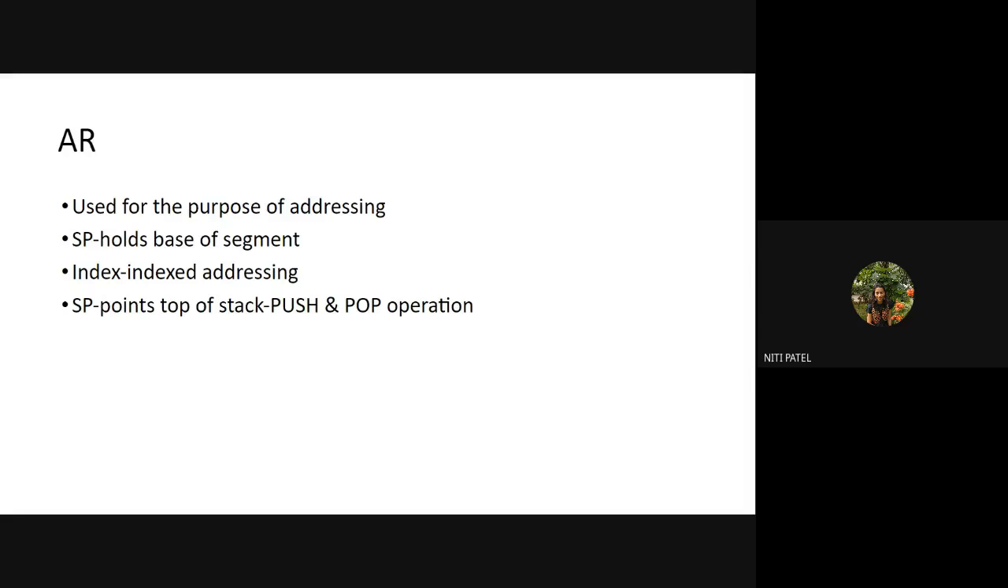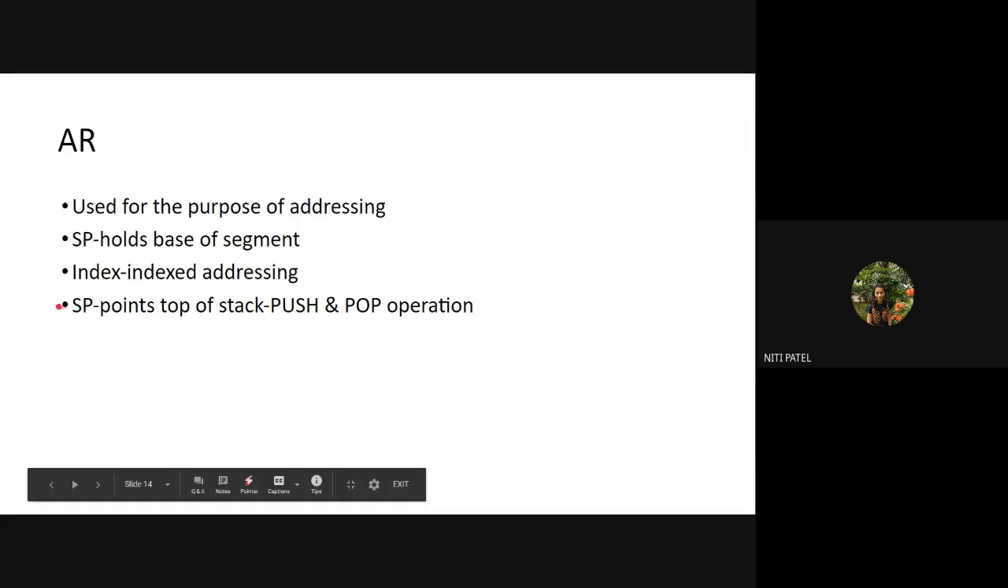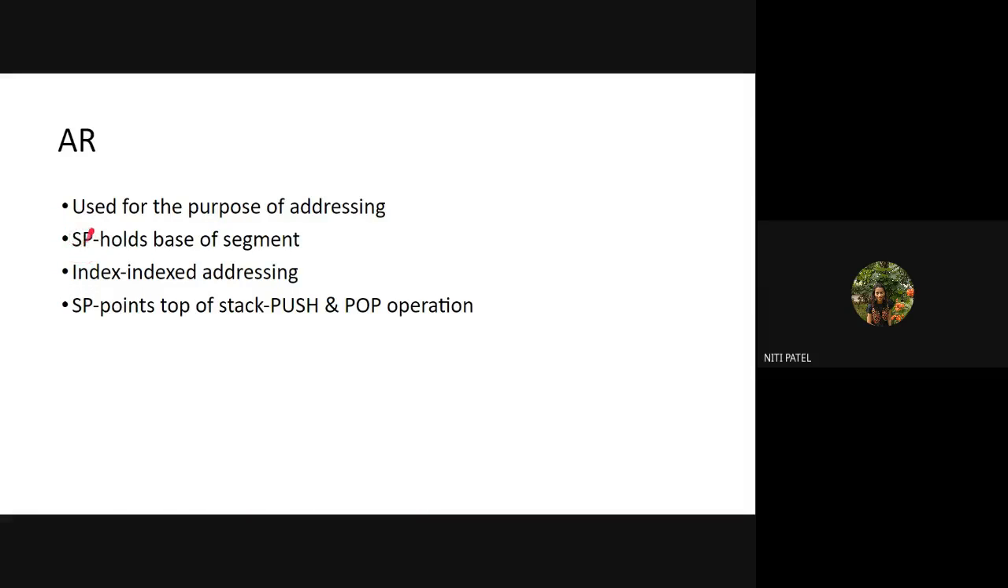So are the address registers clear to you? Your address register is holding the addresses, but in three different forms. If the data is in the stack, it will use the stack pointer. If the data has an index, it will use the index register. If the data has a segment, it will make use of the segment register. Is this clear? So we have done three registers: general purpose register, data register and address register, with their types.